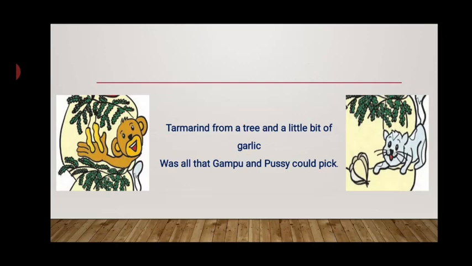Tamarind is imli. So Gampu got tamarind from a tree. And what did Pussy get? Pussy got a little bit of garlic. Garlic we can say in Hindi as lasun. Your mother must be using this garlic while cooking food. So Gampu and Pussy have got tamarind and a little bit of garlic.